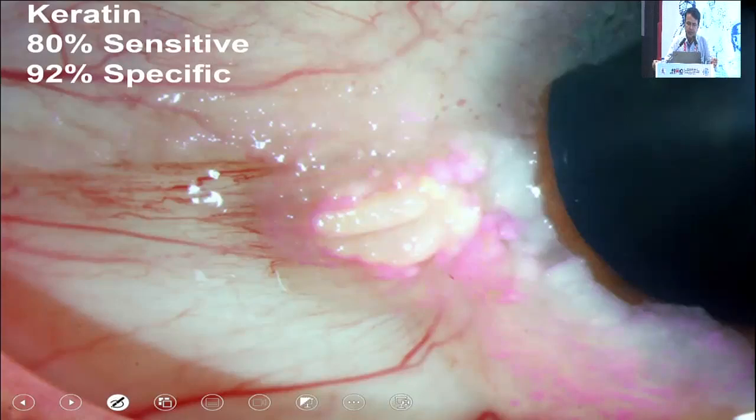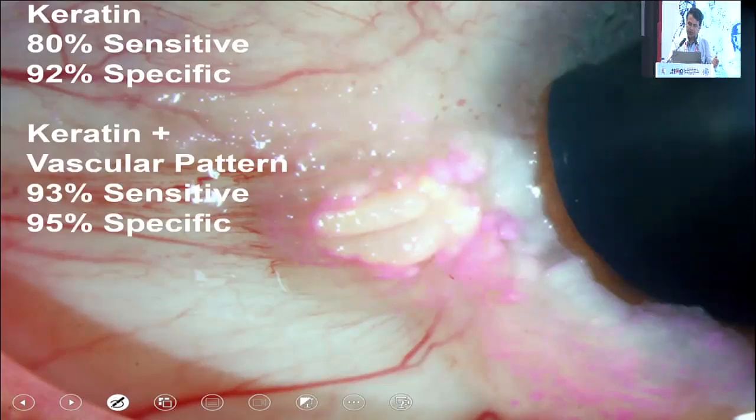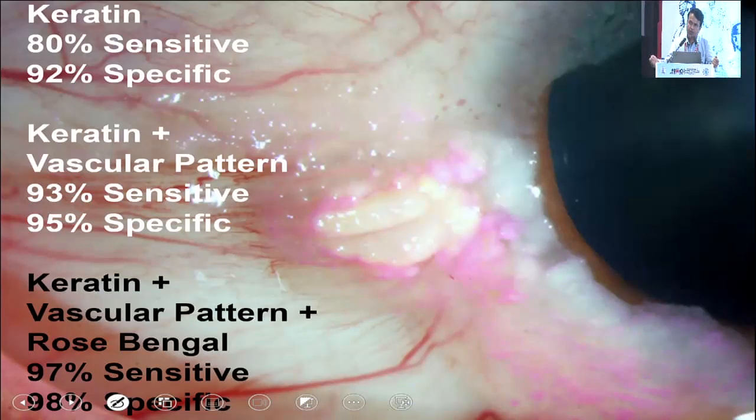Now to sum it up, the morphological features, if you have a patient with a conjunctival tumor, if it has keratin, then that has 80% sensitivity and 92% specificity to the diagnosis of OSSN. Now, apart from keratin, if it has abnormal vascular pattern, feeder vessels, and intrinsic vascularity, then that increases the sensitivity and specificity quite significantly.